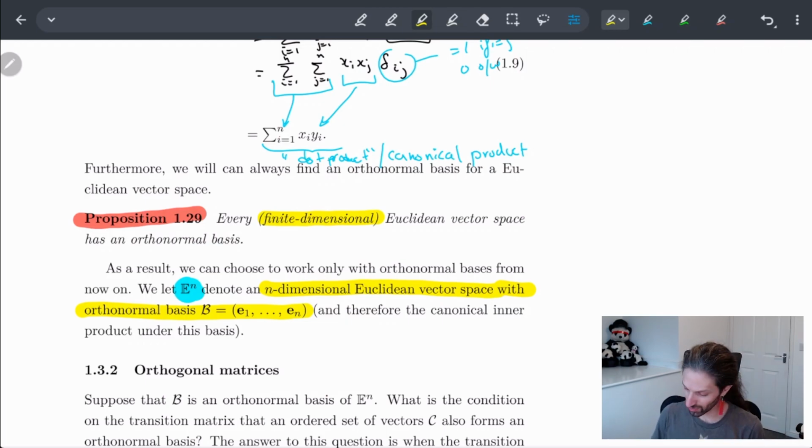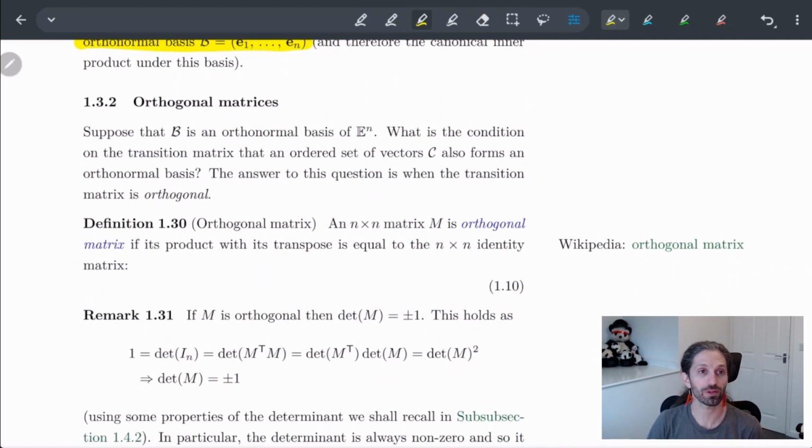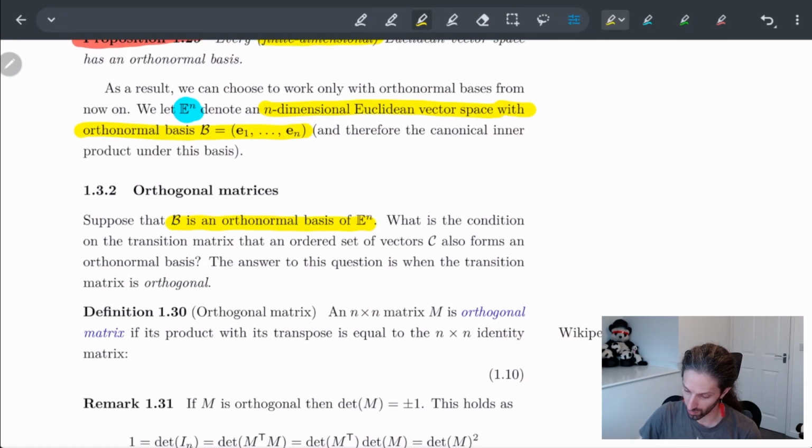Hiya. Okay, so next up in our list is 1.3.2, which is orthogonal matrices. Basically we're going to look at matrices coming from orthonormal bases. So here we're going to assume that B is an orthonormal basis of E^n. Remember last time we said that E^n is an n-dimensional Euclidean vector space with an orthonormal basis. And we're going to ask ourselves, what's the condition on the transition matrix such that an ordered set of vectors C also forms an orthonormal basis?